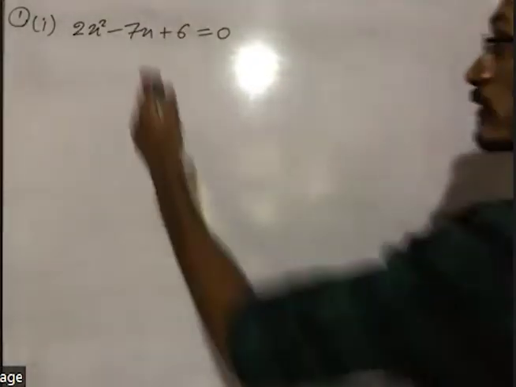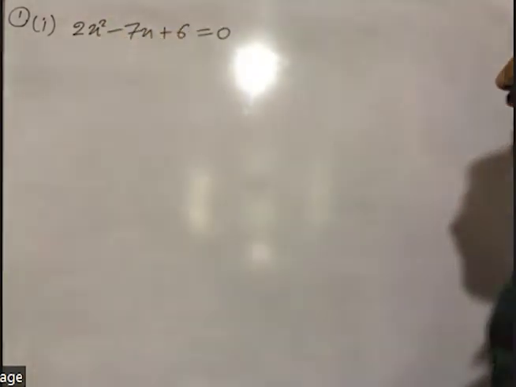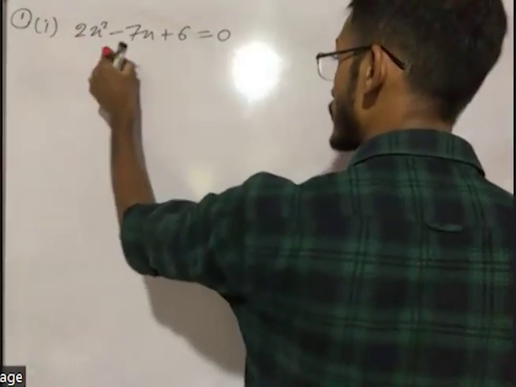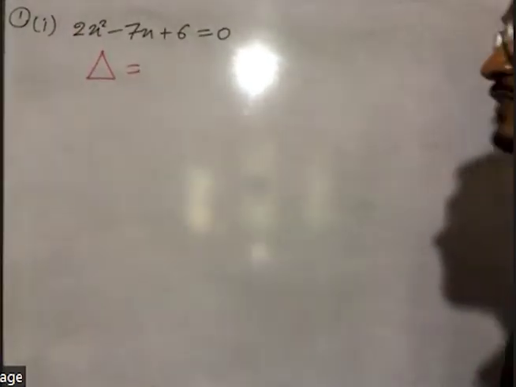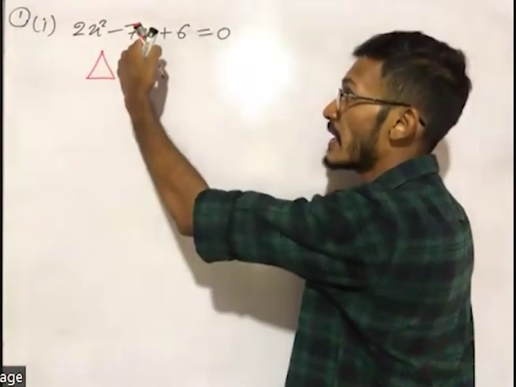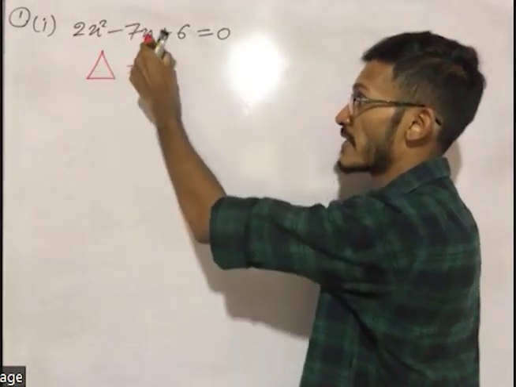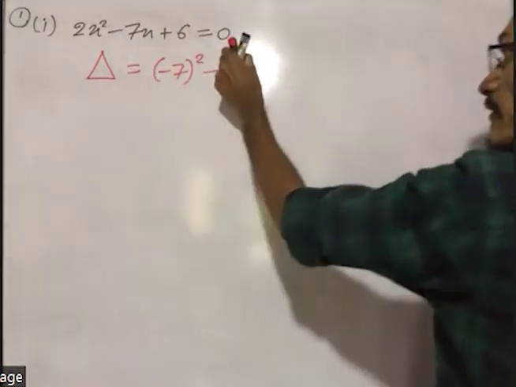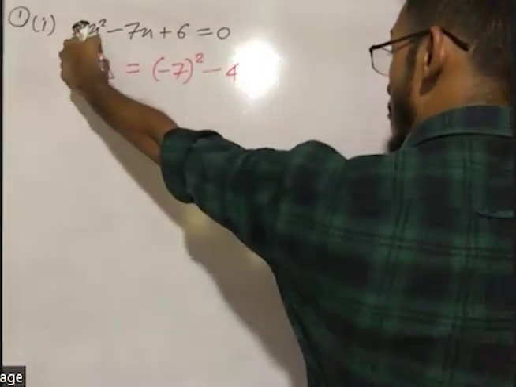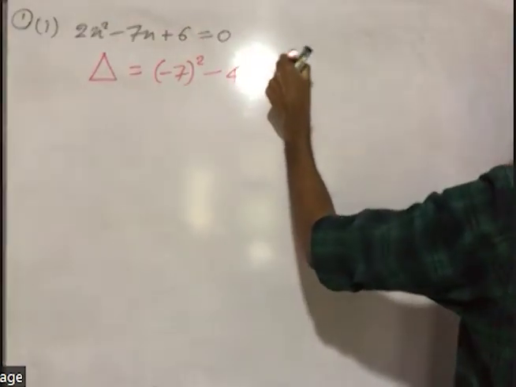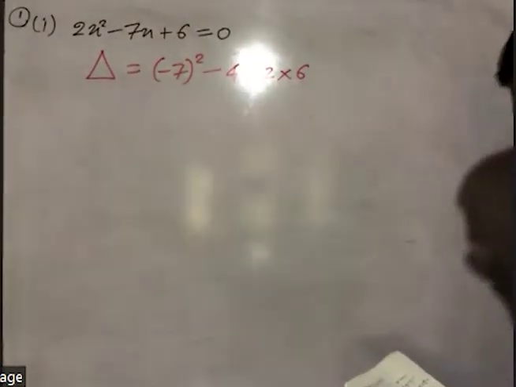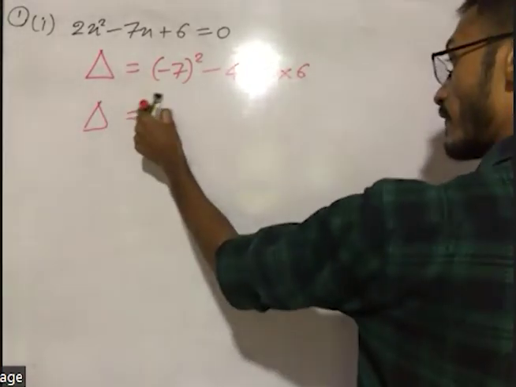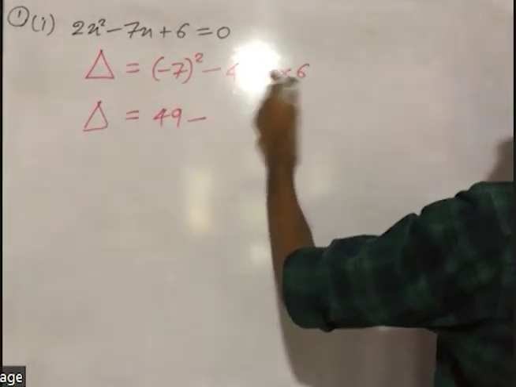Now here we have 2x square minus 7x plus 6. x square term, x term, and the constant term, right? So now you can find the value of delta. You know that delta equal to b square minus 4ac. b means the coefficient of x, which is minus 7. So b square means minus 7 square, minus 4ac. a means the coefficient of x square term, 2, c means 6, right? So delta equal to 49 minus 4 into 2 into 6, that means 48.